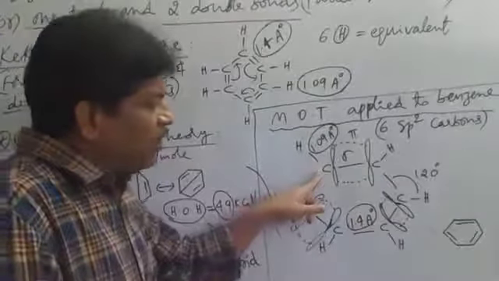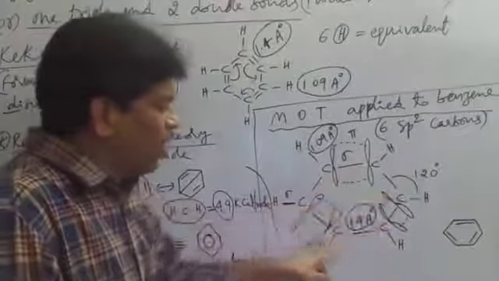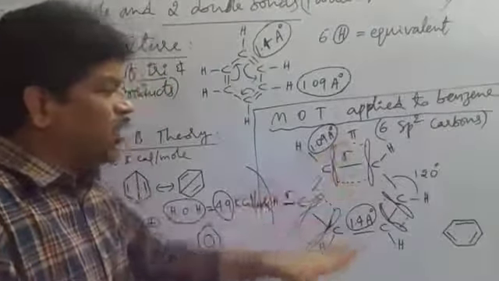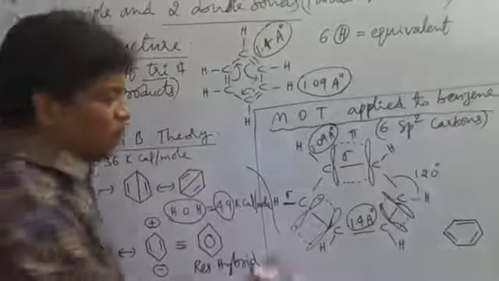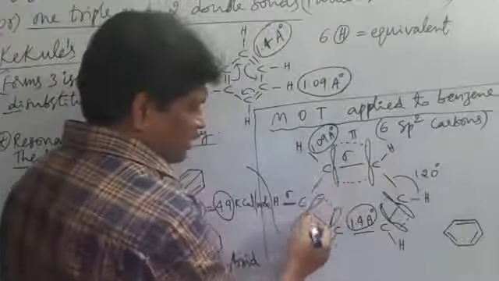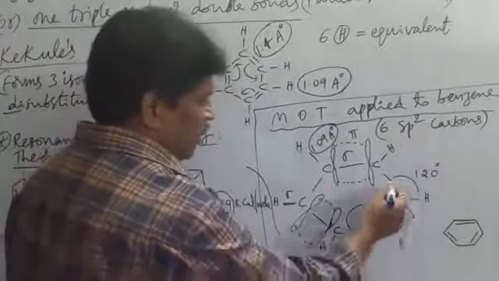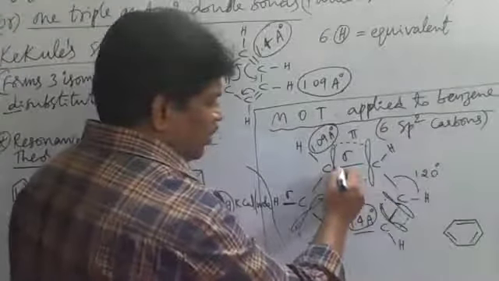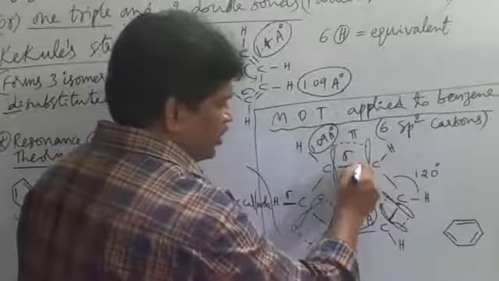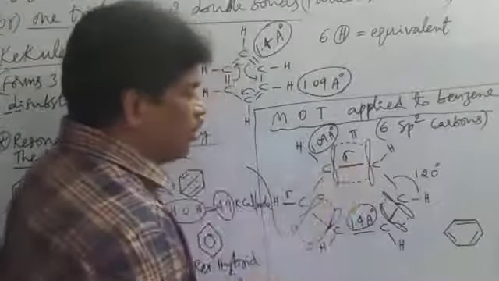How many carbons? 1, 2, 3, 4, 5, 6 carbons here. 6 carbon atoms in benzene. First you draw single bonds: C single bond C, C single bond C, C single bond C, all single bonds. A carbon-carbon single bond indicates which bond? Sigma bond. Imagine the carbon-carbon single bonds are sigma bonds.